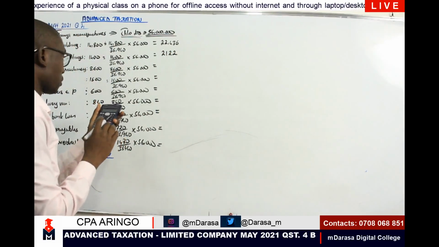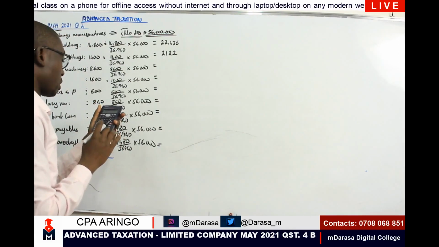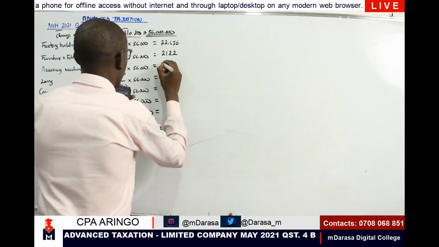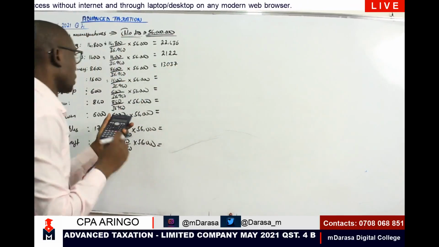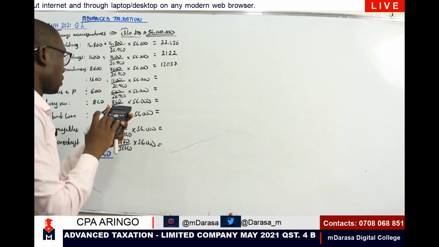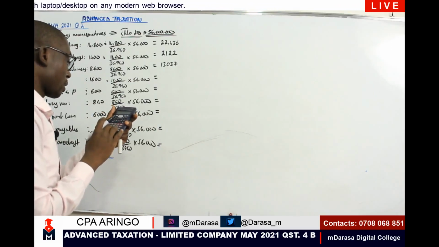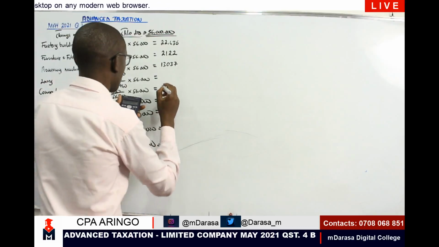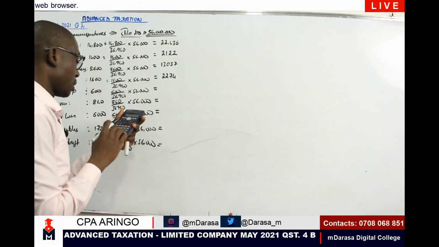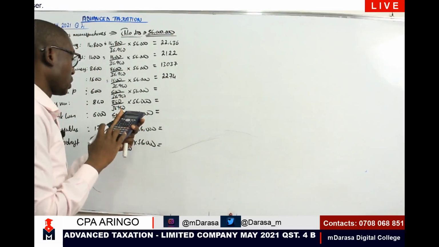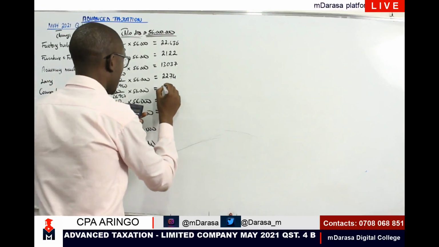8,600 by 36,940 by 56,000. That, of course, should give us 13,037. 1,500 by 36,940 of 56,000. That should give us 22,074. 600 divided by 36,940 times 56,000. That should give us 910.